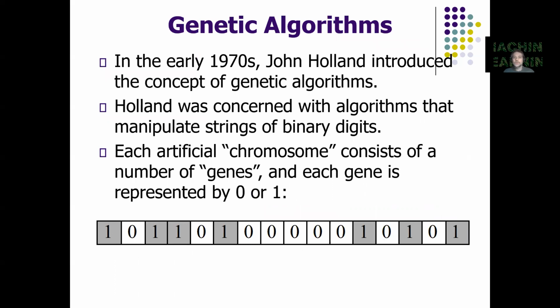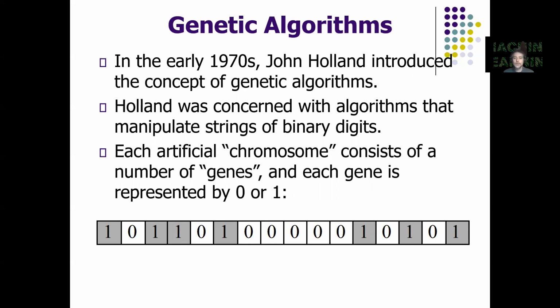GAs were proposed in the 1970s by John Holland. He basically had a project working on string manipulation. He was trying to find effective ways to parallelize algorithms to manipulate strings of binary digits, and he came up with this idea. He introduced the concept of the artificial chromosome. The chromosome usually consists of genes, so we follow the same concept here.